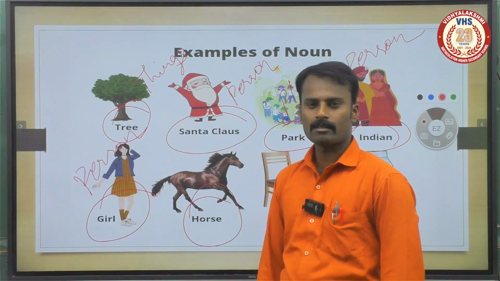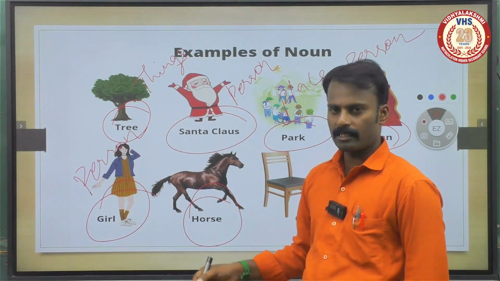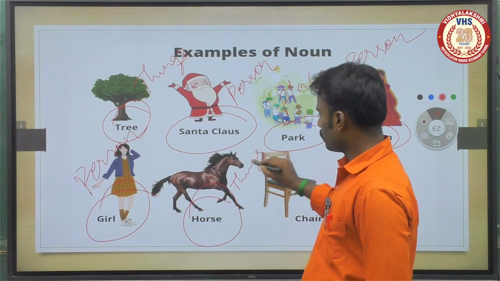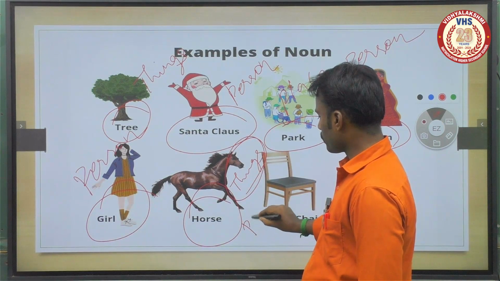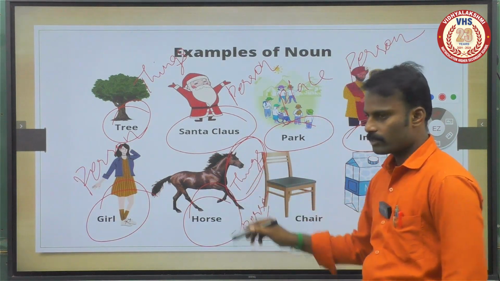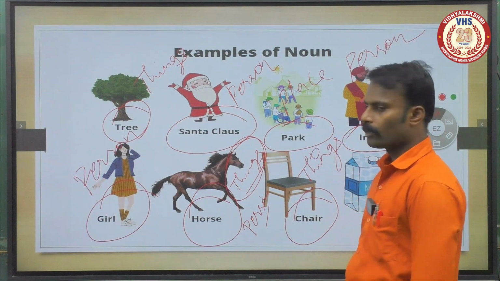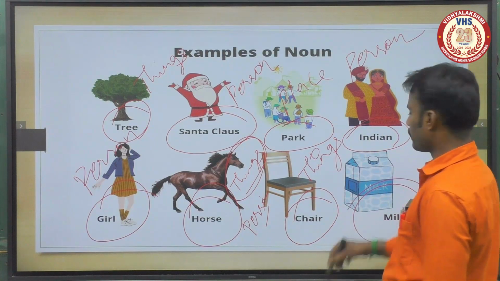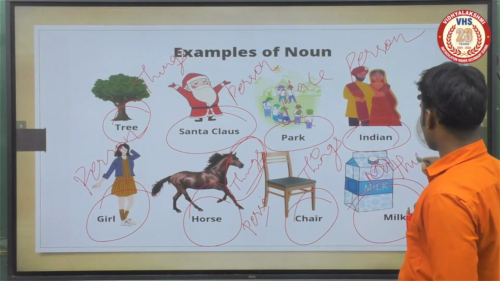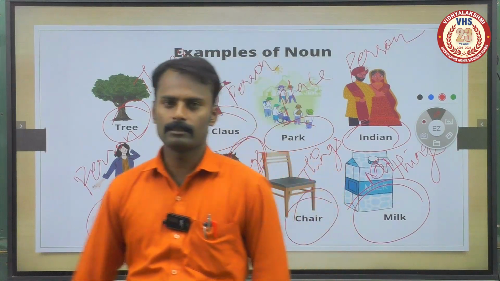Arts. What is arts? Whether it is person or things. Arts is third person singular. So we may take things as person, and person means third person singular. Horse is a thing. Next, chair is also a thing. Come to the next one, milk is also one of the things. So these are all called noun.